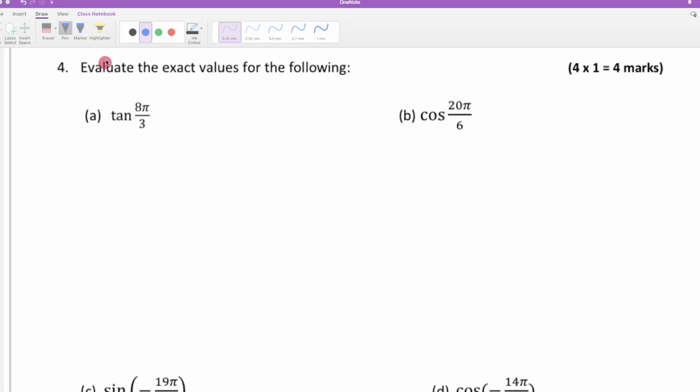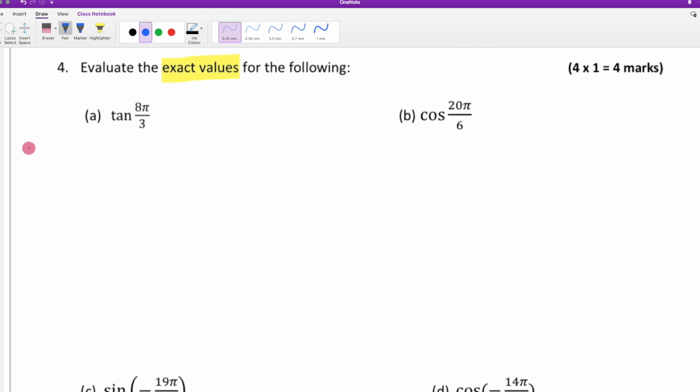So how did you go with question 4? So let's now do them together. We've been asked to evaluate the exact values for the following. So let's begin with tan of 8 pi over 3. When we encounter a problem like this, what we really want to do is break up this angle so that we have something plus an angle that we find in our first quadrant.